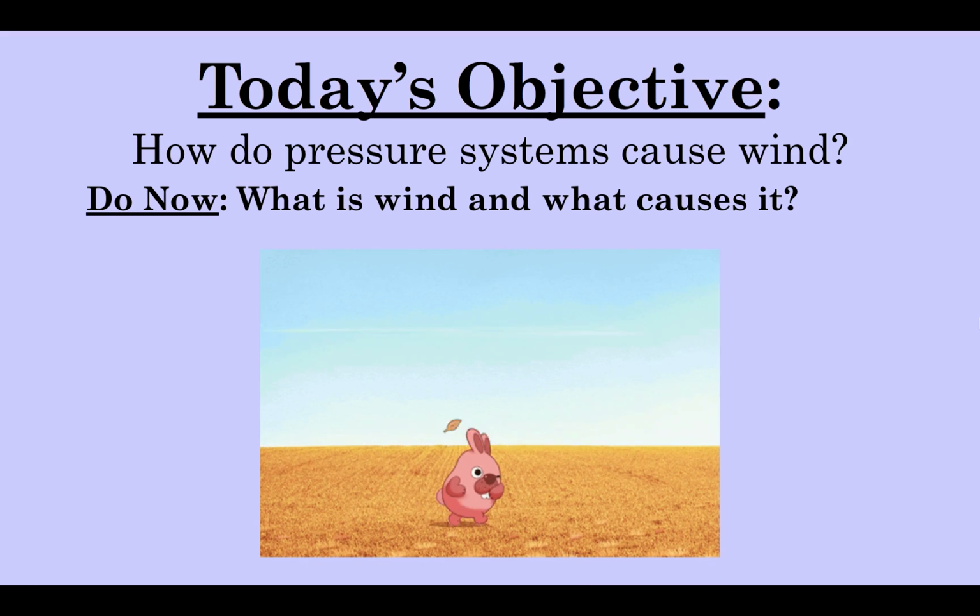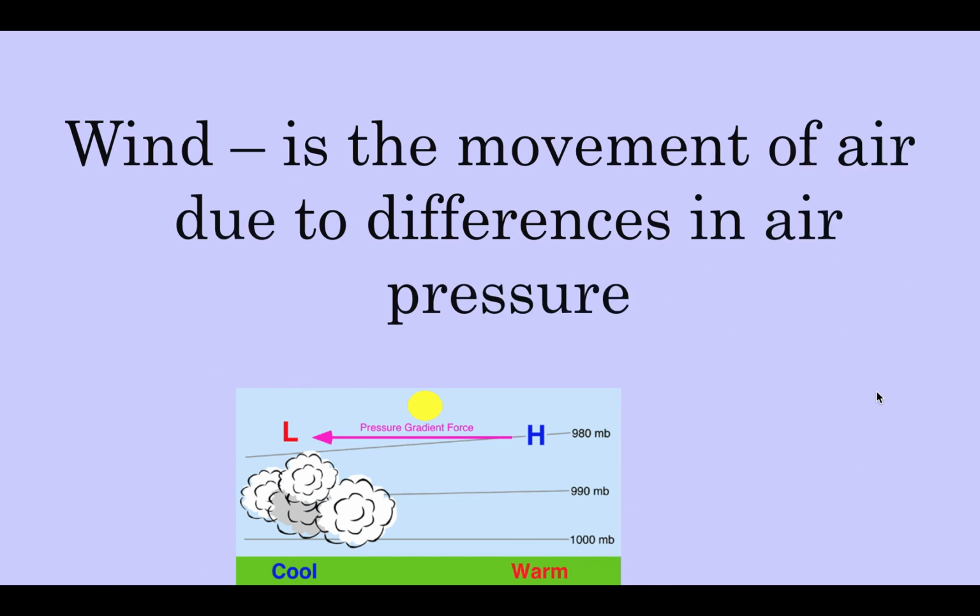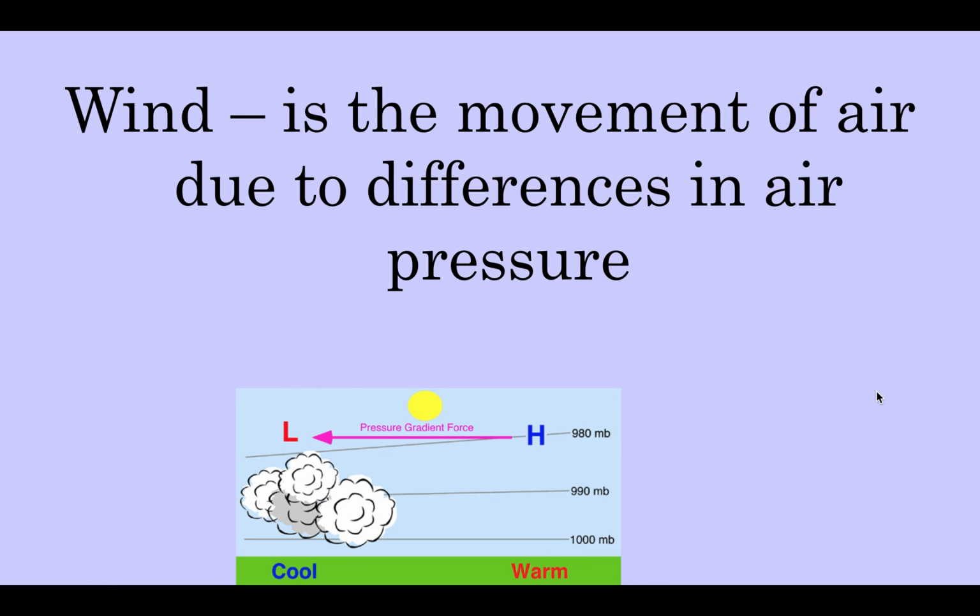Today we're going to be talking about how do pressure systems cause wind. So to start, for your do now, I want you to think about what is wind and what causes it. As we can see from this video, wind is the movement of air, right? But what causes it? Wind is the movement of air due to differences in air pressure. That is what causes wind, differences in air pressure.